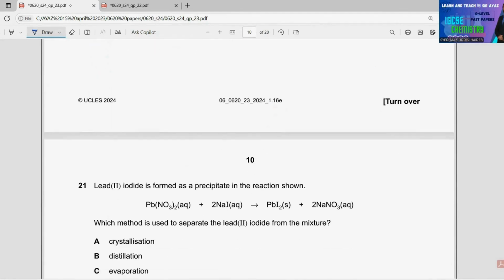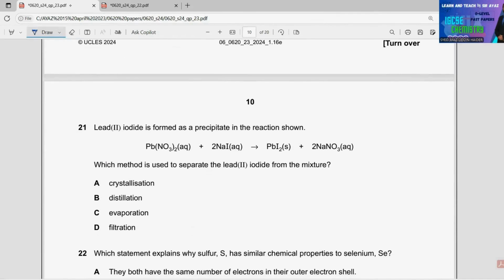Moving to next MCQ, which is 21. Lead-2 iodide is formed as a precipitate in the reaction shown. The reaction equation is Pb(NO3)2 aqueous plus 2NaI aqueous gives PbI2 solid plus 2NaNO3 aqueous. Which method is used to separate the lead-2 iodide from the mixture? Lead-2 iodide is produced in the form of a precipitate, which means it's insoluble in the solution. In order to get this insoluble lead-2 iodide, we have to go for filtration. So D must be the right choice in this case.